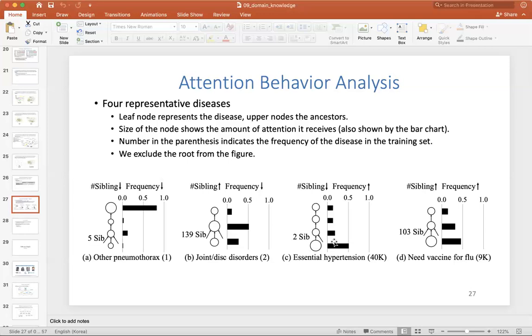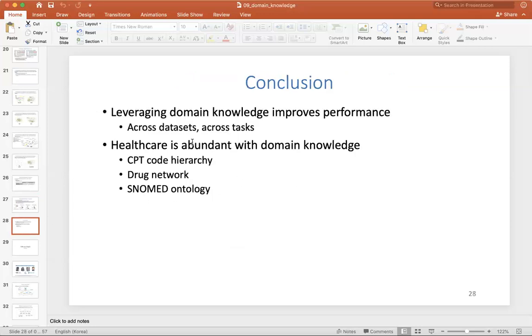So yeah, the attention behavior analysis shows that the Graham model is showing the behavior that we intended for it to show. So it aligns well with the assumption. All right, so the conclusion is leveraging domain knowledge improves performance across data sets. Across data sets means we've empirically shown that it improves performance in three different data sets and 2 different prediction tasks. And of course, that's only when you use the correct domain knowledge. If you use incorrect domain knowledge, it'll never fly.